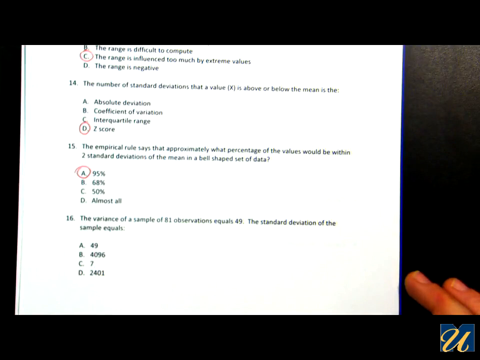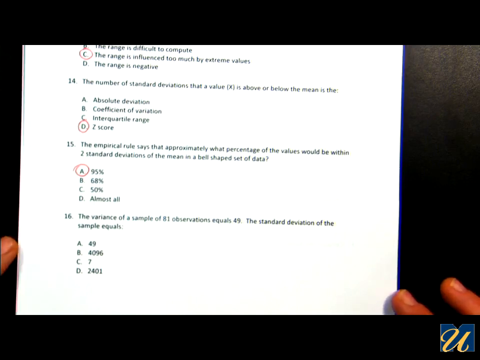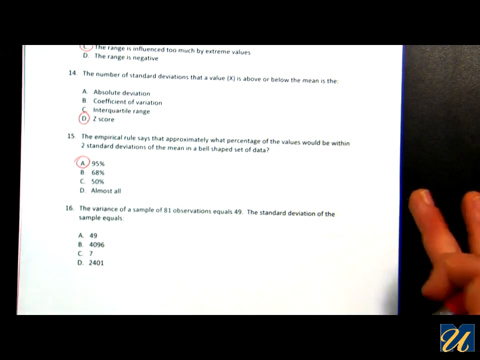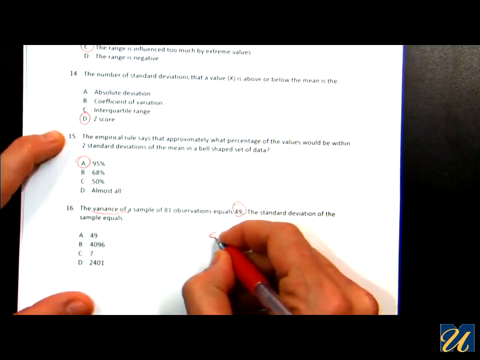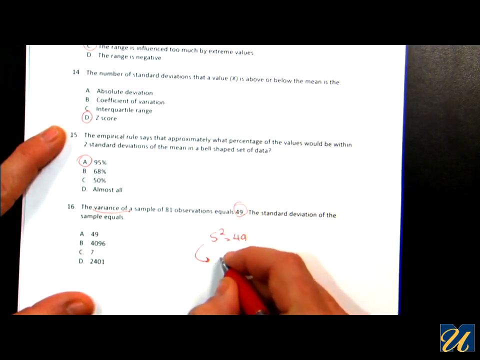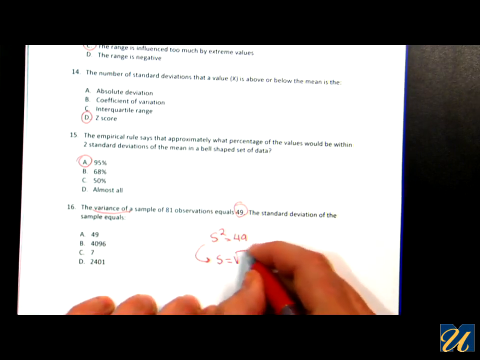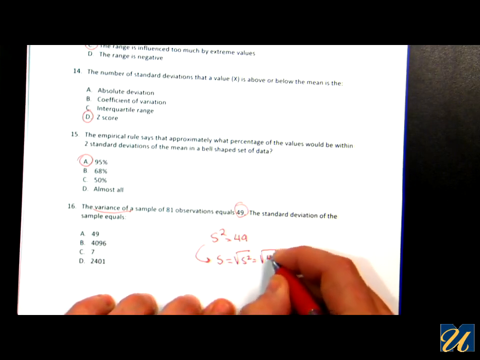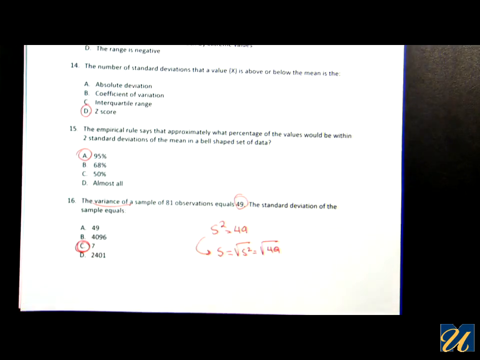The variance of a sample of 81 observations equals 49. The standard deviation of the sample equals what? Once again, this is a question where you need to know your symbols. I'm giving you the variance. So S squared is equal to 49. I'm asking for the standard deviation. How do I find the standard deviation? I simply take the square root of the variance, square root of 49, so the correct answer will be C, 7.